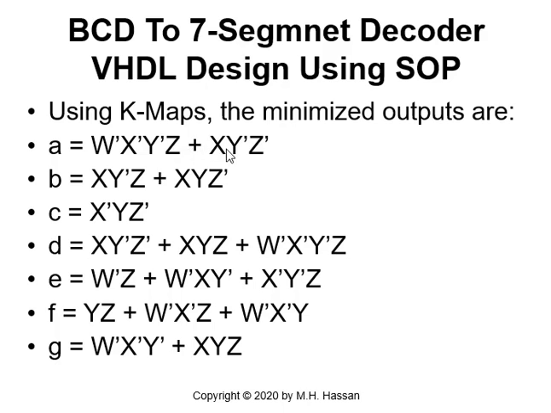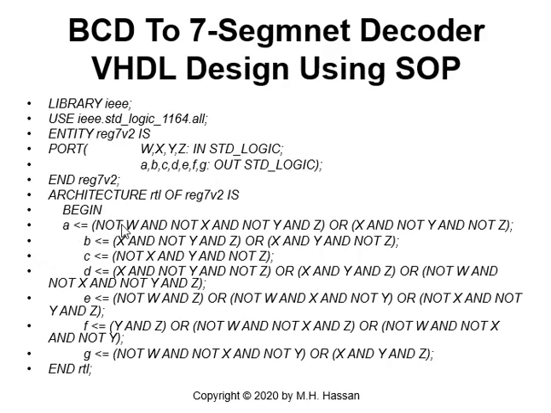Or X, not Y, not Z. So how do we write it? We write it as not W and not X and not Y and Z between parentheses, or the second product term, which is X and not Y and not Z. It's beautiful. We're done, semicolon. Done with this equation.